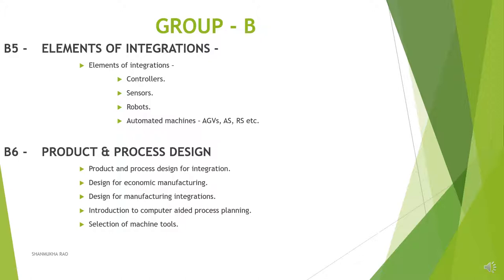The sixth section in Group B is about product and process design for integration: design for economic manufacturing, design for manufacturing integration, introduction to computer-aided process planning, selection of machine tools.